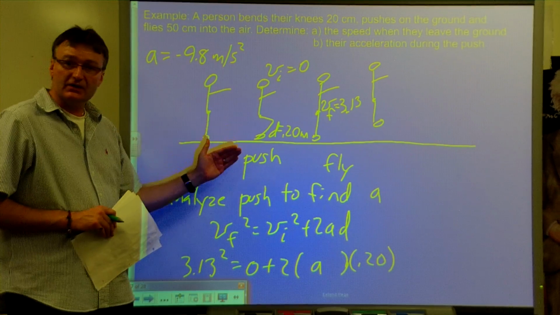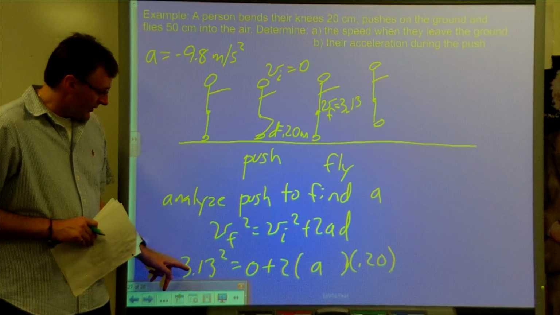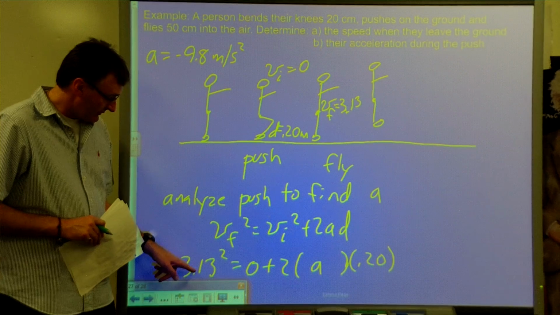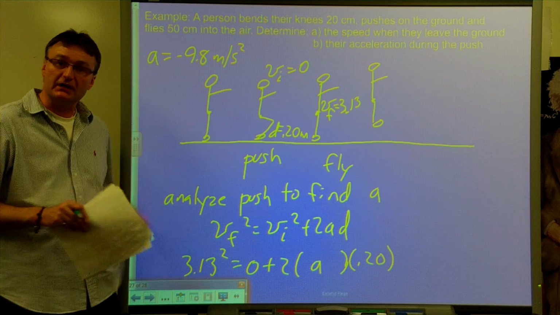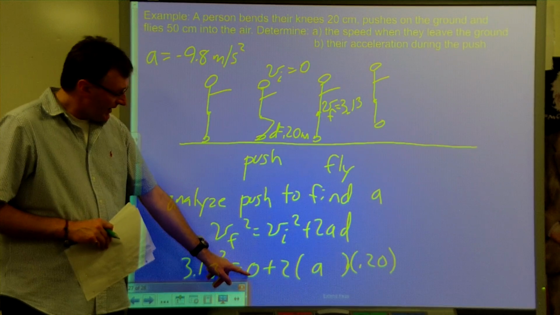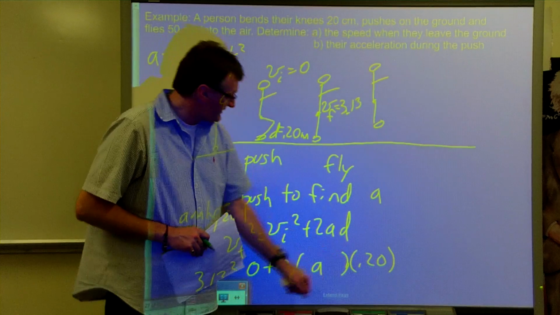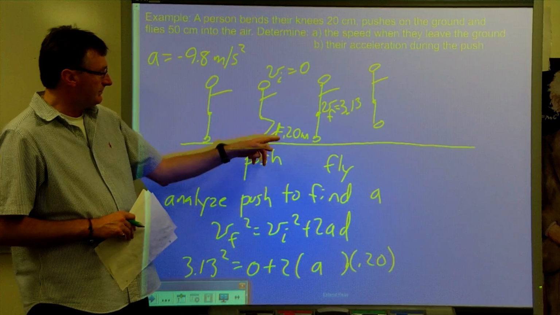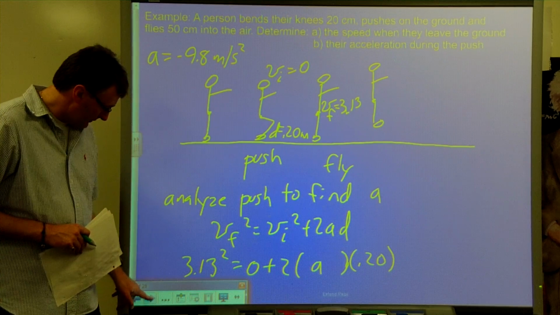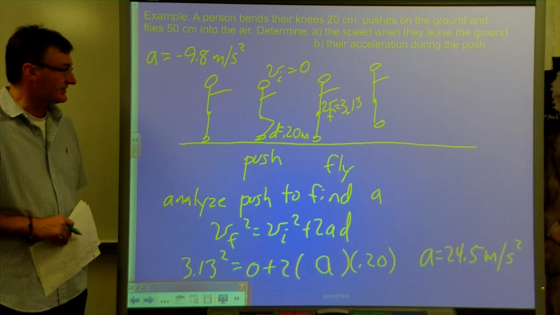And don't get the initial and final velocities confused from the push phase to the fly phase. We're now in the push phase, so when they left the ground, that's the final velocity at the instant the person leaves the ground. So that was 3.13 meters per second, which we had just determined. And then we know all the other numbers. They start from a standstill, so the initial velocity was 0. Acceleration we don't know. And the distance that the person is accelerated for is 0.2 meters. And again, I trust that you can do the algebra, isolate A, and when you do, the person was accelerated at 24.5 meters per second squared.